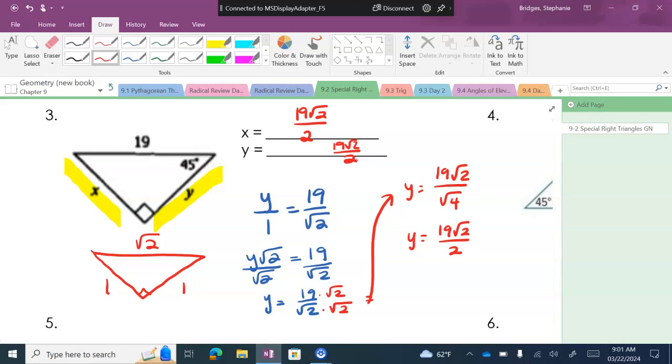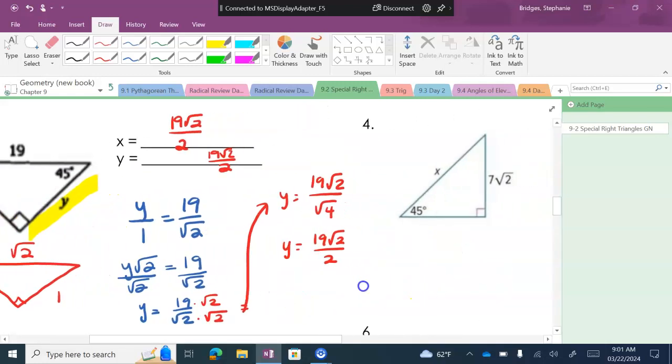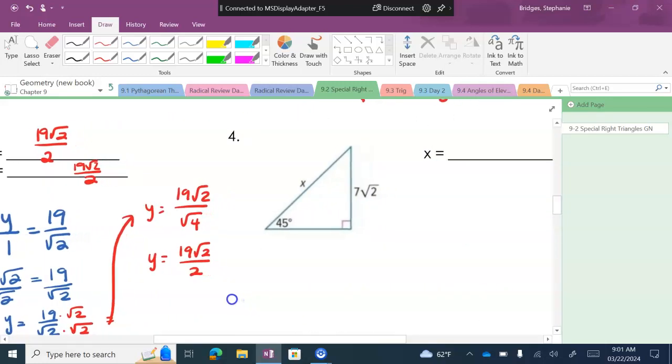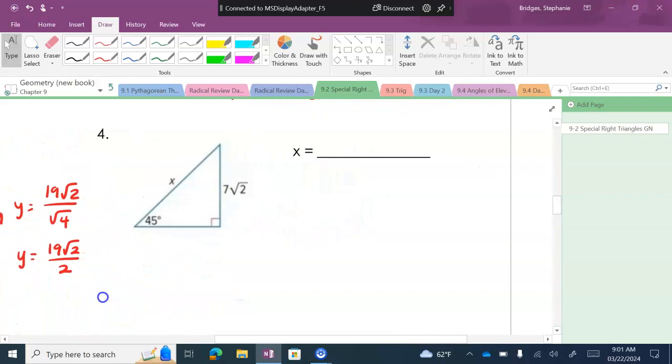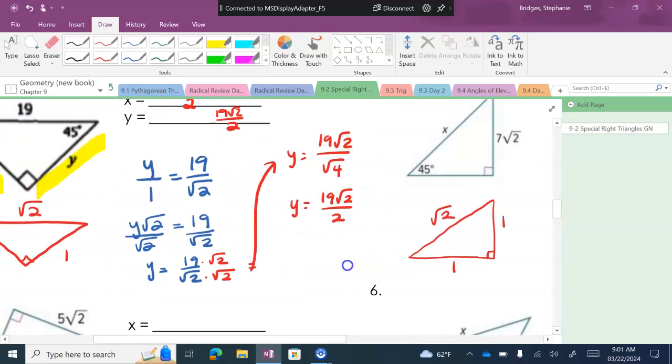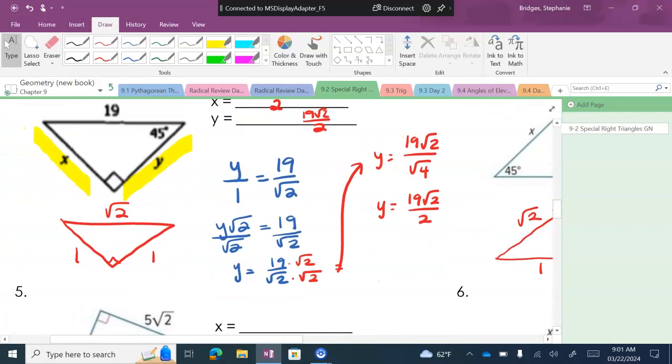All right, try 4 all by yourself. Whole thing, both x and y. Oh, there's just an x there. Try it. Draw your reference triangle, set it up and work it out. I want to see how many of you can figure it out. Hold on just a second, let me draw that reference triangle. Remember, draw your reference triangle, make it look just like your example picture. The legs are 1, the hypotenuse is the square root of 2.